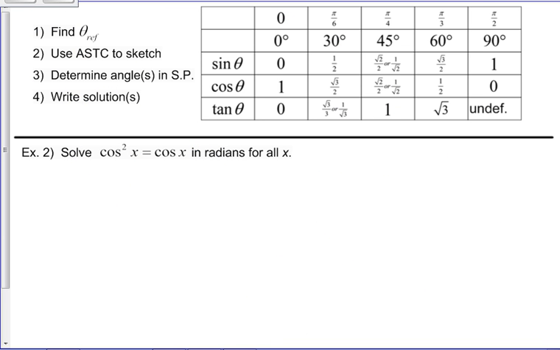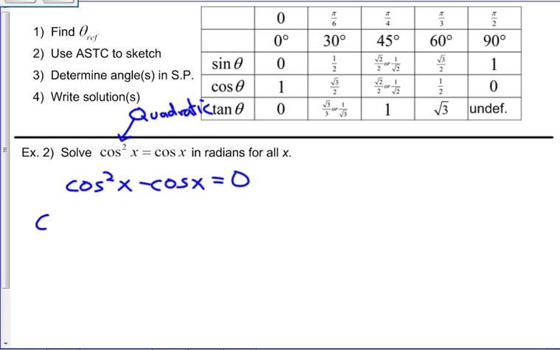Cos squared x equals cos x in radians for all x. So in the end, we're going to want general solutions here. Again, I recognize that it's quadratic because it's got something squared. That means I need to make one side 0. I can't just divide out by cos x because I may lose solutions. So cos squared x minus cos x equals 0.